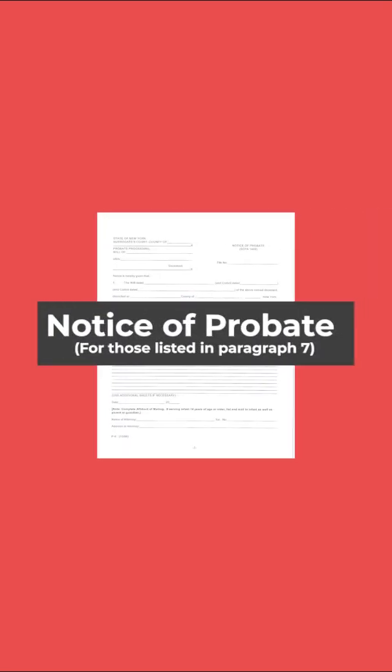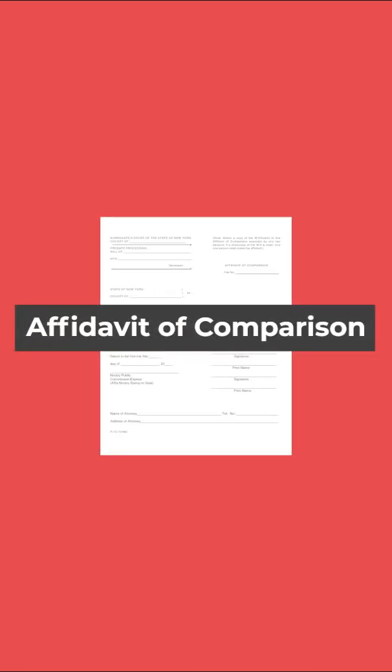The third form is the notice of probate for everyone listed in paragraph 7 of the will. The fourth form is the affidavit of comparison. The final form is the affidavit of attesting witnesses. This form is only applicable when the will does not contain a self-proving affidavit.